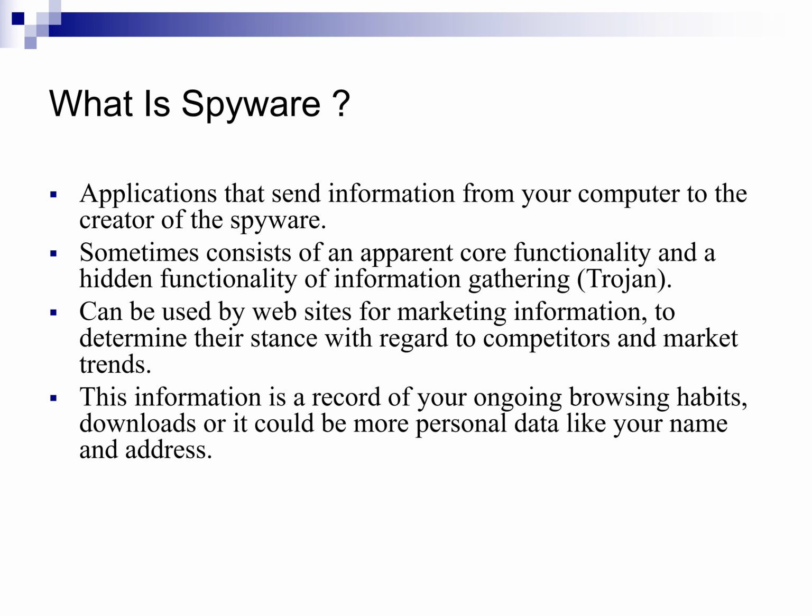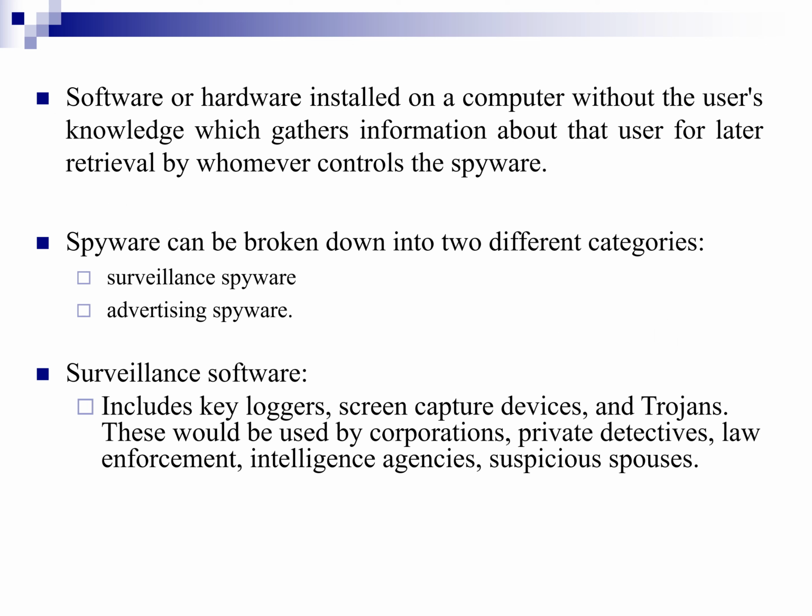or it could be more personal data like your name and address. Spyware is software or hardware installed on a computer without the user's knowledge, which gathers information about that user for later retrieval by whoever controls the spyware. Spyware can be broken down into two categories: surveillance spyware and advertising spyware. Surveillance software includes key loggers, screen capture devices, and Trojans. This would be used by corporations, private detectives, law enforcement, intelligence agencies, and suspicious spouses.